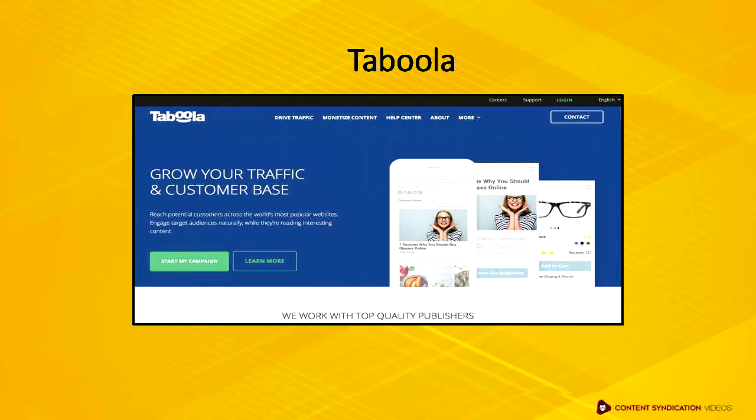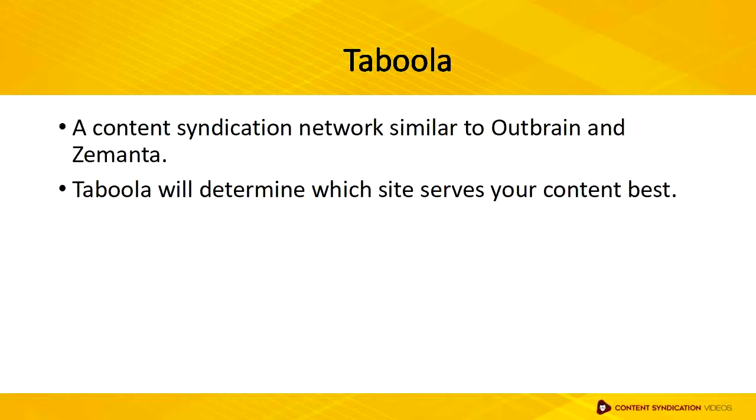The fifth network is Taboola. Taboola is a content syndication network similar to Outbrain and Zemanta. It has a variety of publishers. The content that they often publish includes blog posts, videos, and other branded content to publishers. The links they provide will lead the audience back to the original source of content. Taboola will determine which sites serve your content best. Over time, these selected sites is where you will get the best engagement.